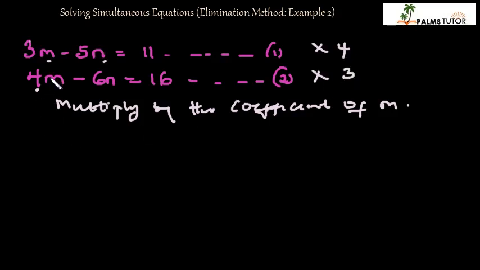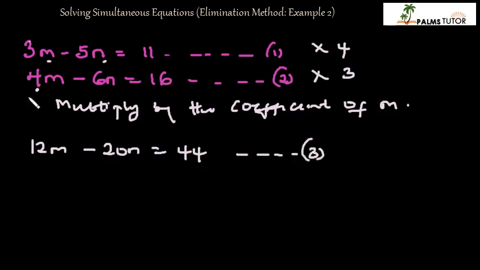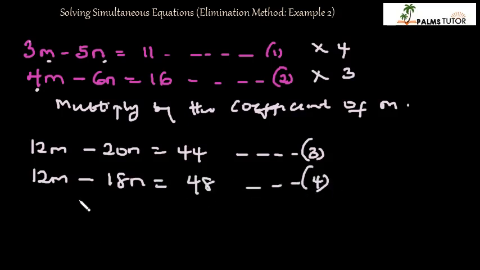We'll have new equations. 4 multiplied by 3m, we'll have 12m here, minus 20n equals 44. We label that equation 3 because it's a new equation. 3 multiplied by this, we also have 12m minus 3 multiplied by minus 6n, which is minus 18n, equals 48. And we'll say that is equation 4. So now you see that our coefficients are the same. We can decide to eliminate this by addition or subtraction.